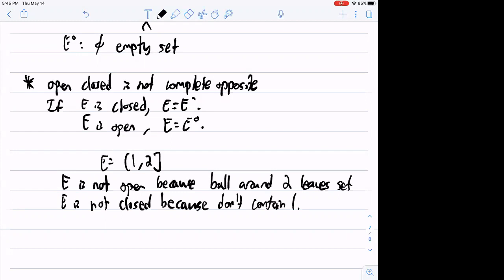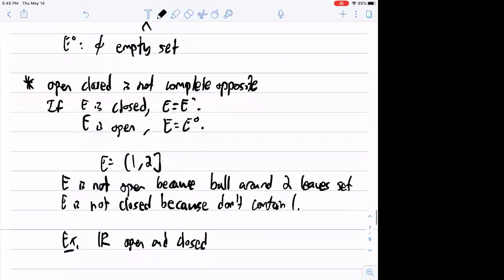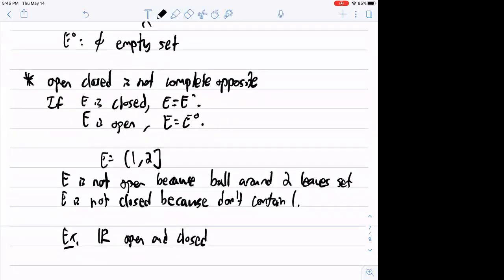So a set need not be open, need not be closed. It could be neither, and it could be both, right? So for example, this is neither, and then R is open and closed. Why? Because it's the whole space. But yeah, just keep that in mind. A lot of people make that mistake. Okay, any questions so far?